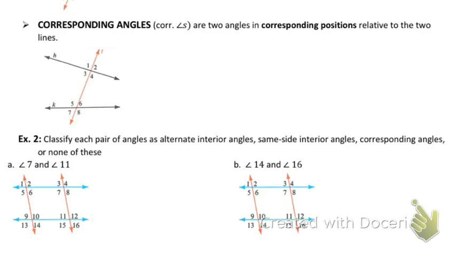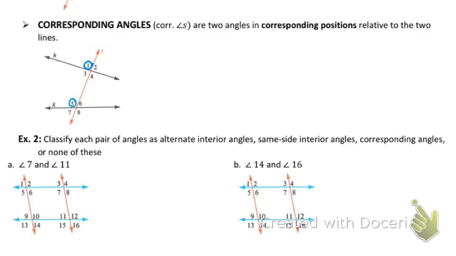Corresponding, I hate the definition, but per the book, are 2 angles in corresponding position. I always hate when they use the same word to describe it, relative to the 2 lines. So this is how I picture it. I'm looking at angle 1. If I picture just the transversal and line H, that's in the top left position. The corresponding angle is the one on the other line that's also in the top left position, which would be angle 5.